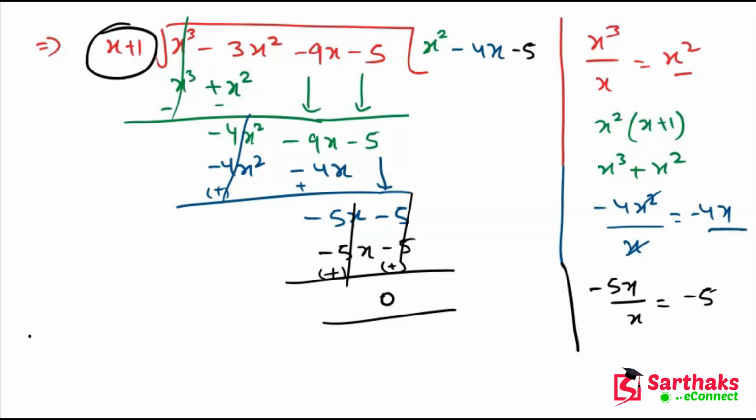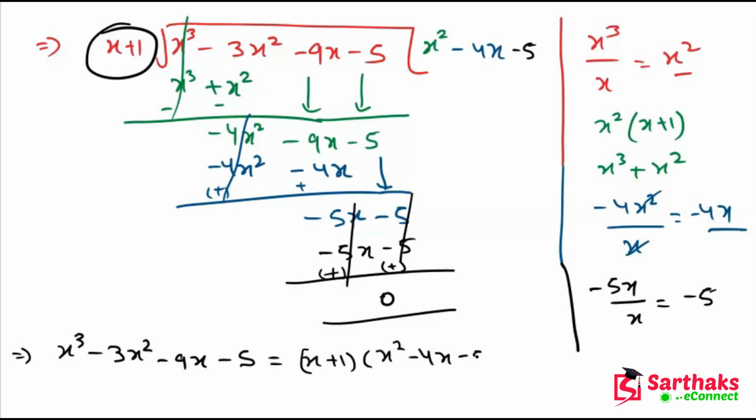Okay, so now, my dear friends, x cube minus 3x square minus 9x minus 5 is equal to x plus 1 into x square minus 4x minus 5, and we know that the remainder is 0. So, my dear friends, this is the first factor. Now with the help of this polynomial, we can find the other two factors.